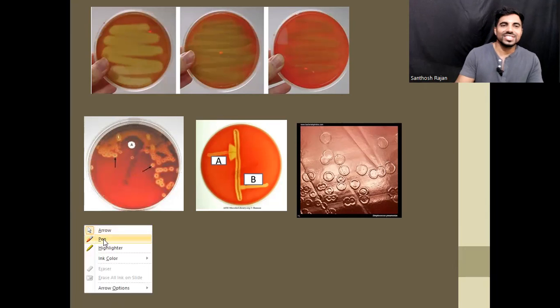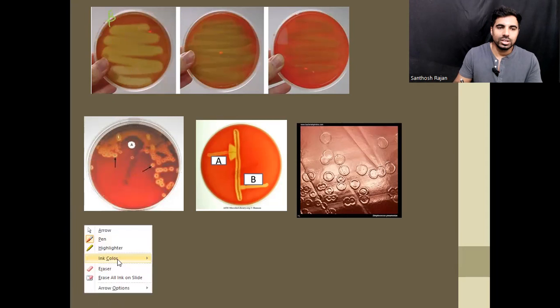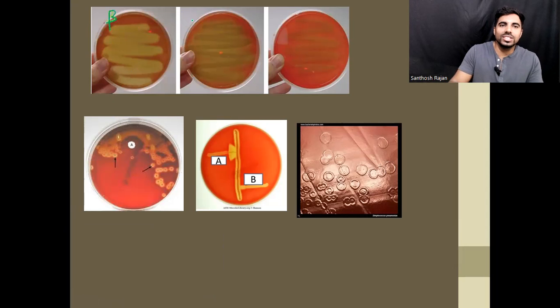Now look at this. Streptococcus is classified based on hemolysis. This is the beta hemolysis, this is alpha, and this is gamma hemolysis. This is the basic question you must know. Beta means what? Complete hemolysis.